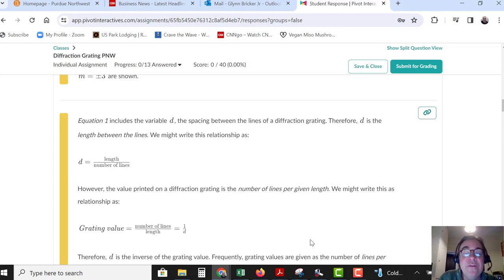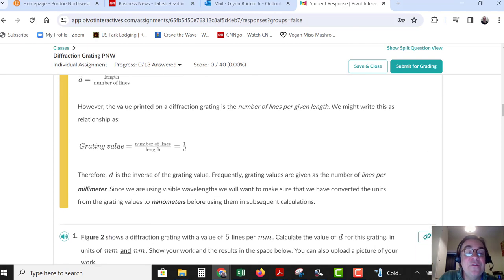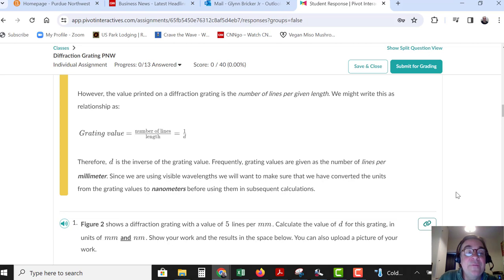Sometimes people that work with these things a lot have a grating value, and the grating value is just 1 over d. So d is the inverse of the grating value. The grating value would be something like 100 lines per millimeter, so to get d, you'd have to take the inverse of that. Since you're using visible wavelengths, typically measured in nanometers, you might have to turn this into nanometers.